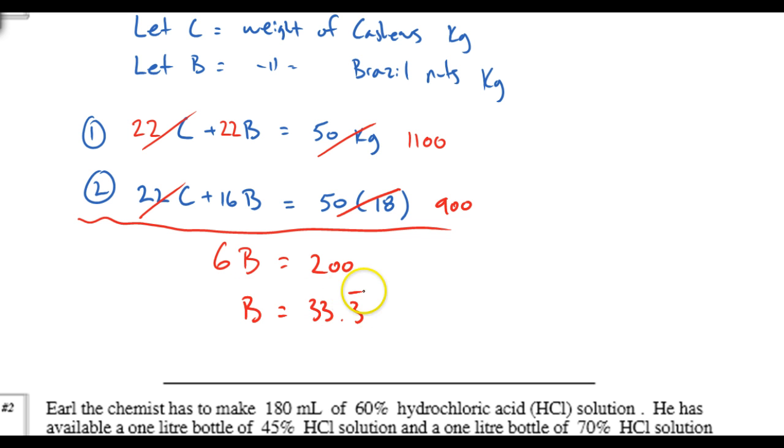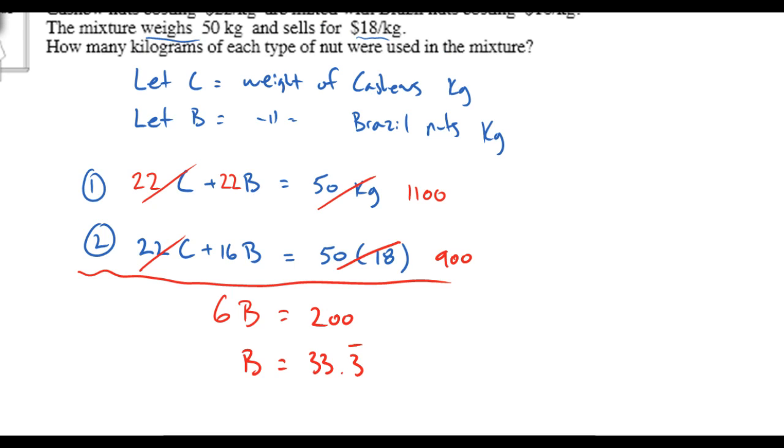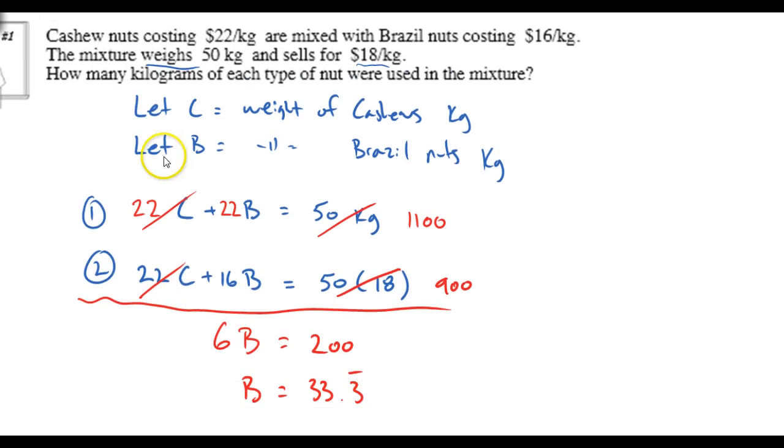33.3 repeating. Again, go back to our definition of B here, and that is the weight of Brazil nuts in kilograms. And if the whole thing was 50, then 50 minus 33.33 is going to be 16.67. So the cashew nuts are 16.67 kilograms.